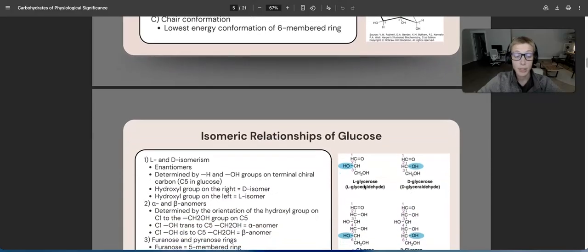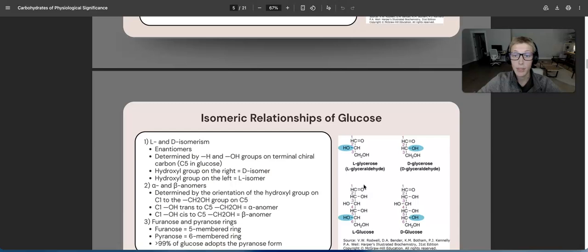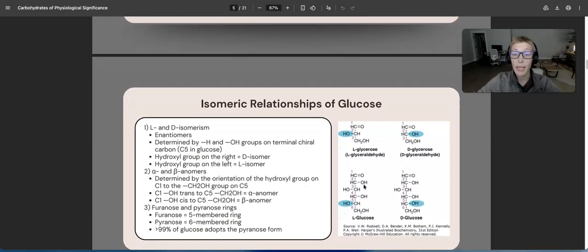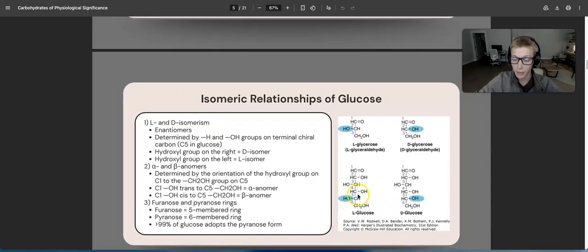The first isomeric relationship is L and D isomerism, which are enantiomers of one another, and is determined by the spatial orientation of the hydroxyl group on the terminal chiral carbon of the monosaccharide carbon chain. So in the case of glucose, we would be looking at carbon number 5. When the hydroxyl group is on the left side of the carbon chain, it is denoted as the L isomer, so we have L-glucose.